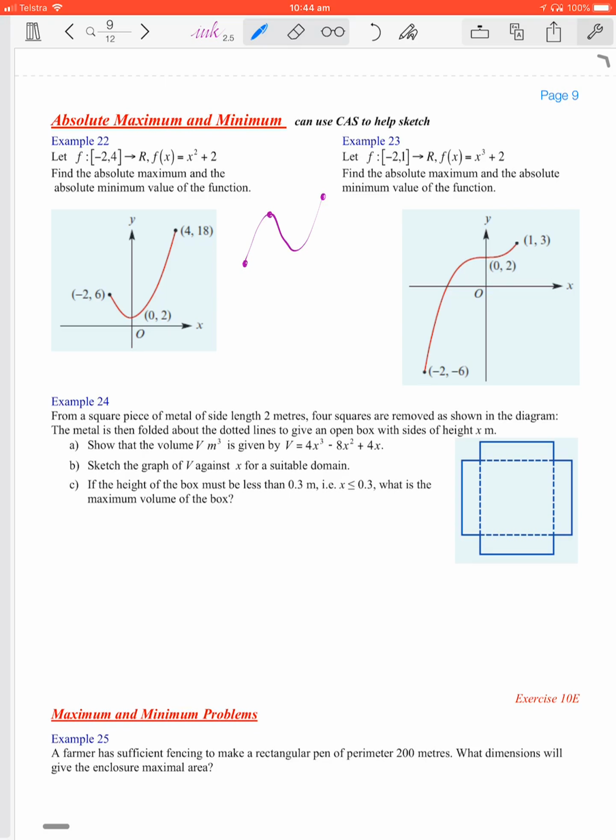So we call that a local max. This point here is a local min. And then we also have this point here, which is an absolute min. And then we have this point here, which is an absolute max.